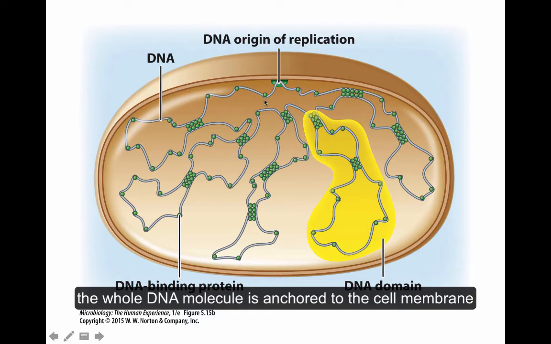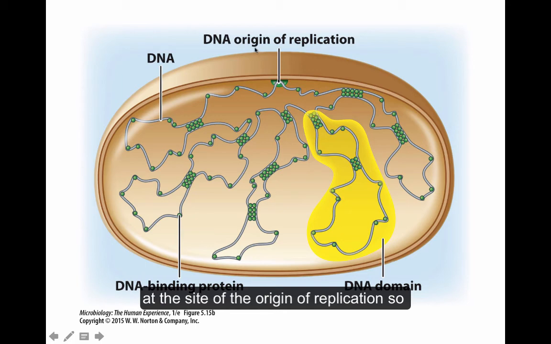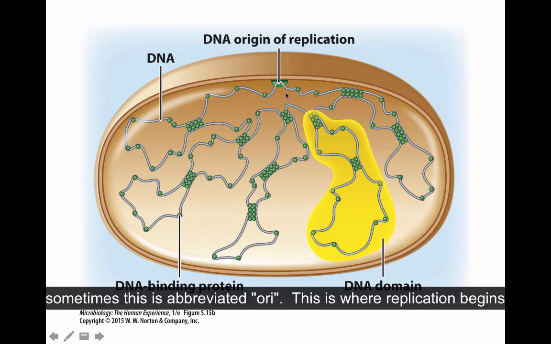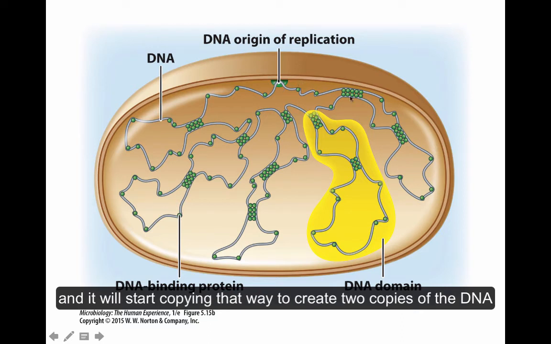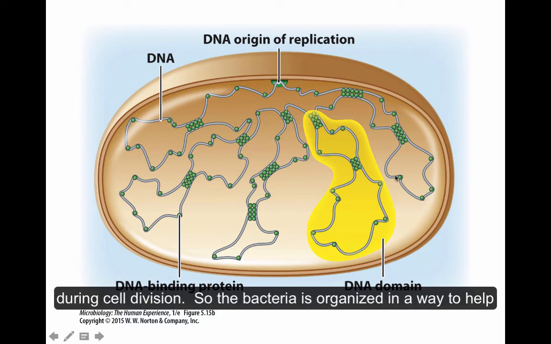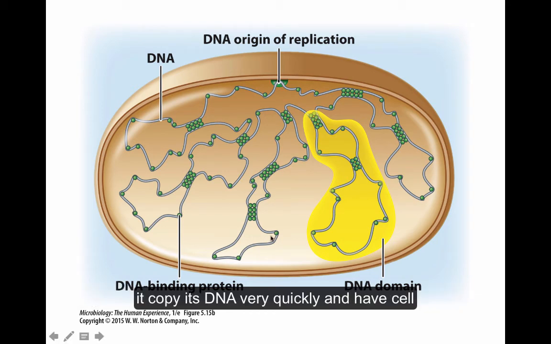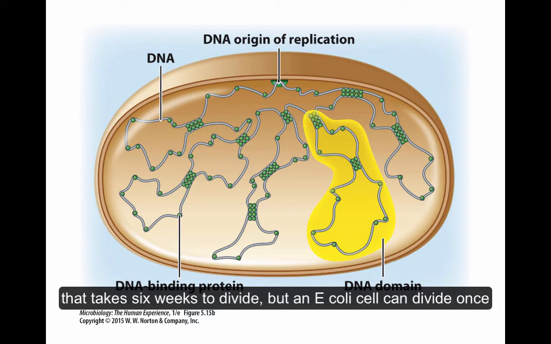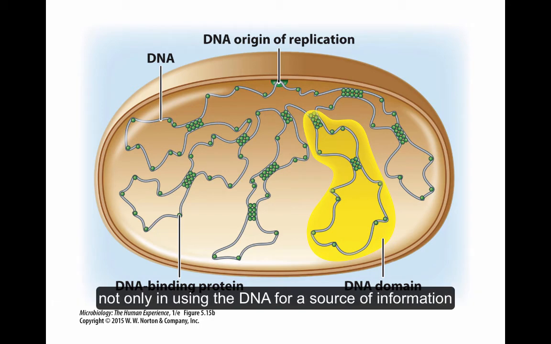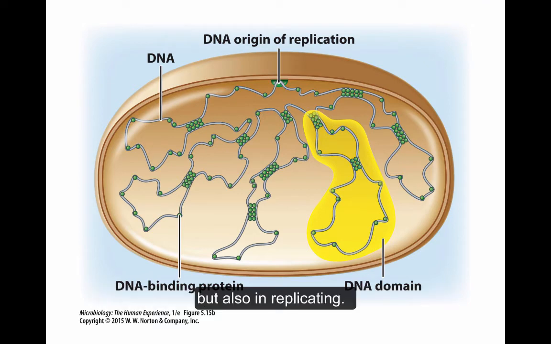The whole DNA molecule is anchored to the cell membrane at the site of the origin of replication. Sometimes this is abbreviated the ORI. This is where replication begins, and it will divide the cell in two directions. So it'll start copying this way, and it will start copying that way to create two copies of the DNA during cell division. So the bacteria is organized in a way to help it copy its DNA very quickly and have cell division in an efficient manner. We just talked about Mycobacterium that takes 6 weeks to divide, but an E. coli cell can divide once every 20 minutes. So again, the DNA is organized for efficiency, not only in using the DNA for a source of information, but also in replicating.